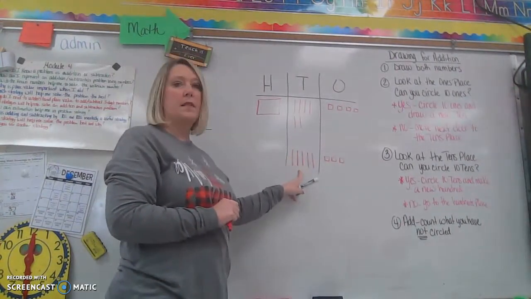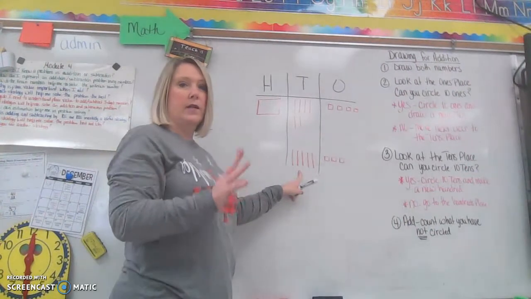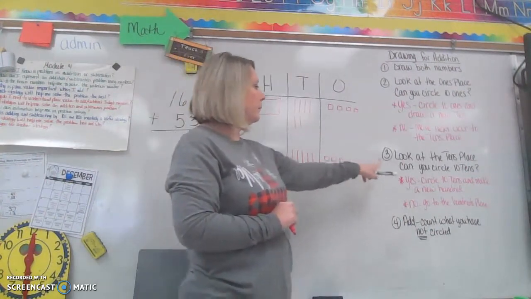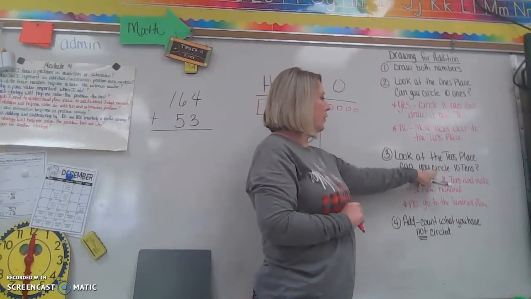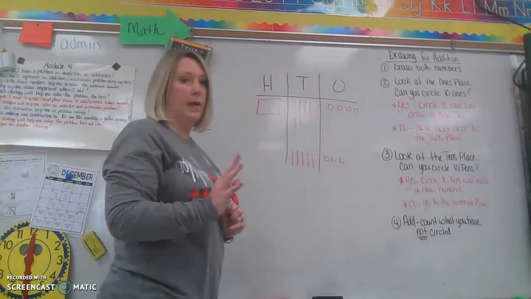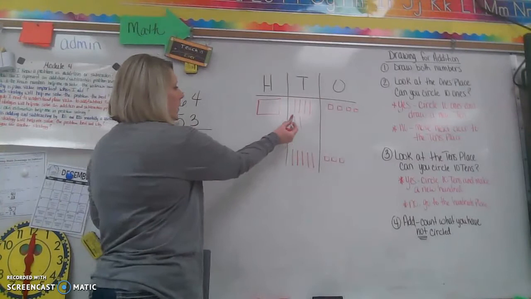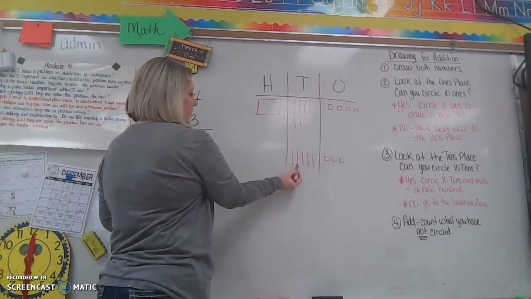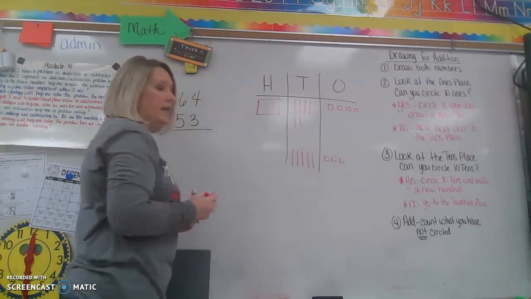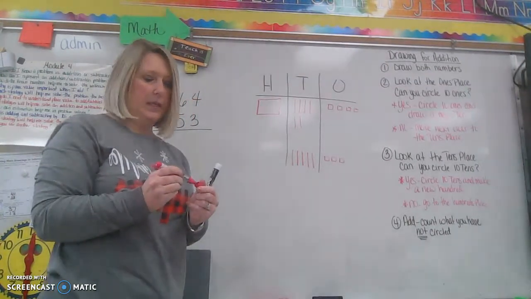Okay, so we're over here in the tens place. So let's look at what we've got to do. Look at the tens place. Can you circle 10 tens? Well, let's count and see. 1, 2, 3, 4, 5, 6, 7, 8, 9, 10. Yes, we can circle 10 tens.